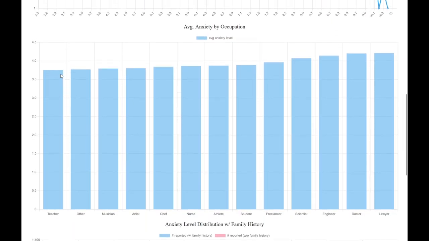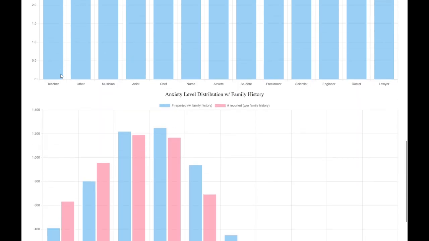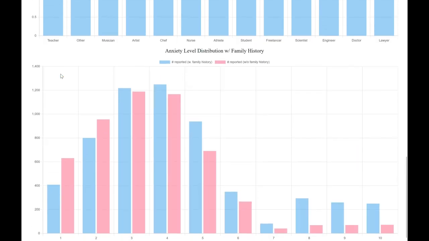Another benefit is the ability to create various types of graphs. Here, our second graph displays a bar chart of the average anxiety by occupation, such as teachers, musicians, and engineers. Finally, chart.js is also able to display multiple datasets on the same graph. Here we have an anxiety level distribution with family history.